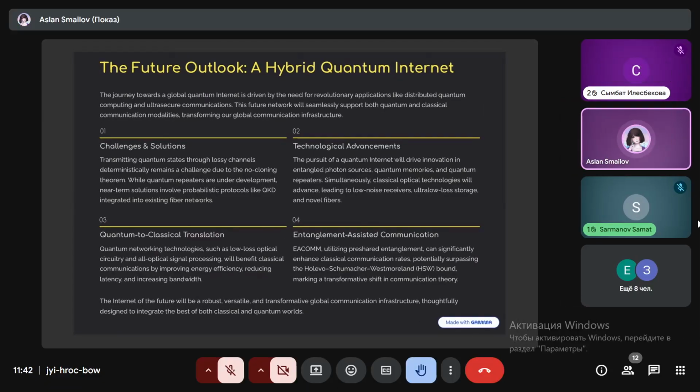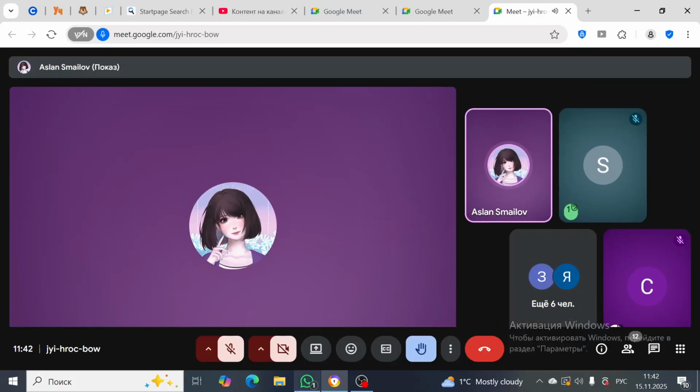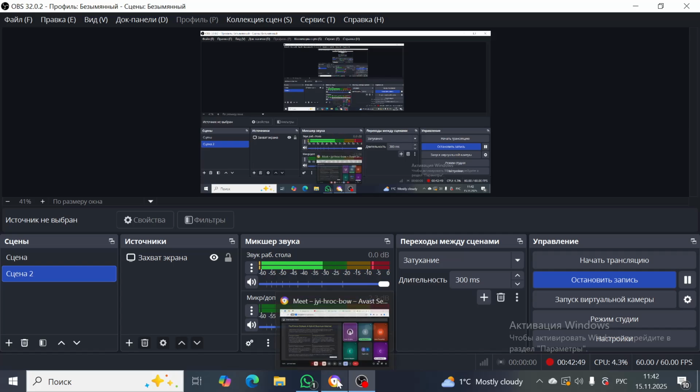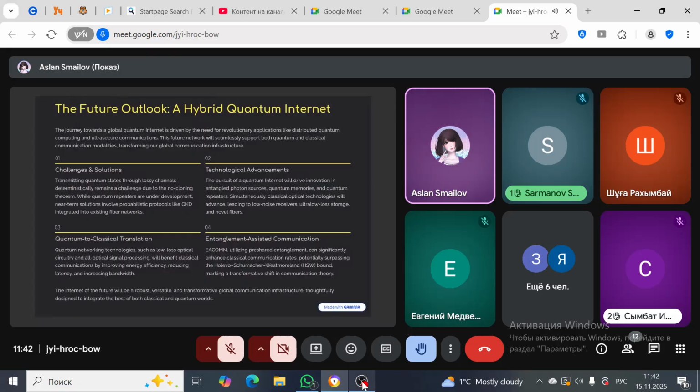Next, we have problems with synchronization issues. The classical and the quantum channels must be perfectly synchronized in time. And another problem is the high cost of equipment. The main problem is money. Yeah, we don't have money. Yes, I answered the question, and I hope you understand.